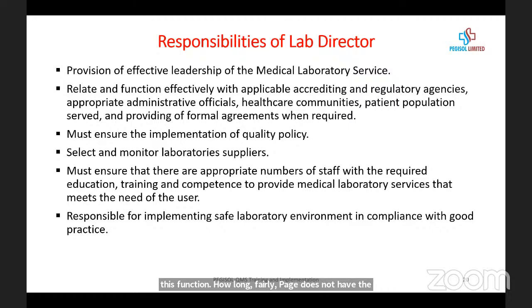And even when you're a professional, let's say for example, a medical lab scientist or biomedical lab scientist, if you don't have the competency to do that particular test or procedure, you shouldn't do it, even when you're licensed. So it has to do with education, training, and competency to ensure that the medical laboratory service meets the need of all users. It cuts across every other department in the healthcare system, whether it be nursing, pharmacy, physiotherapy, whatever it is. They are responsible for implementing a safe laboratory environment in compliance with good practice.